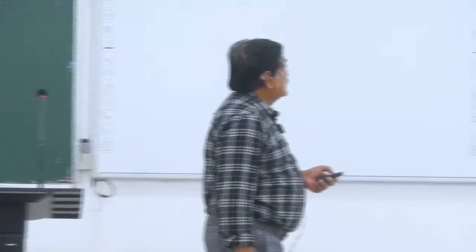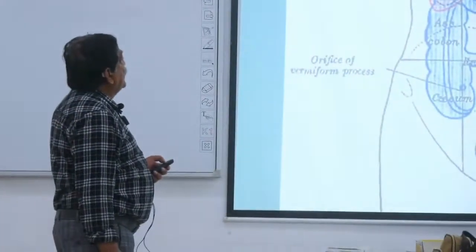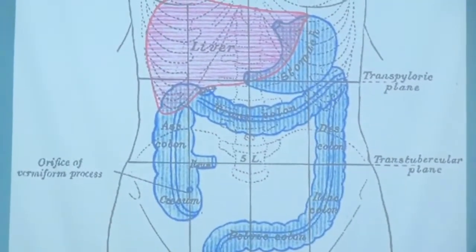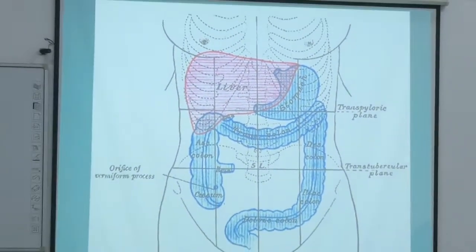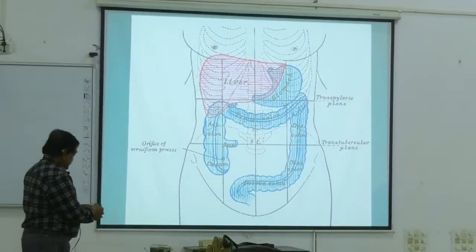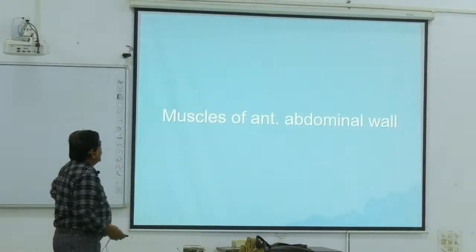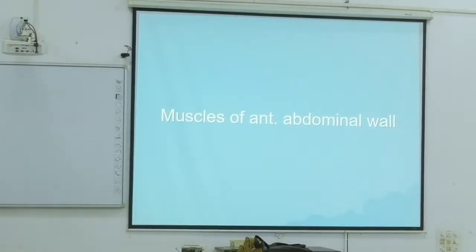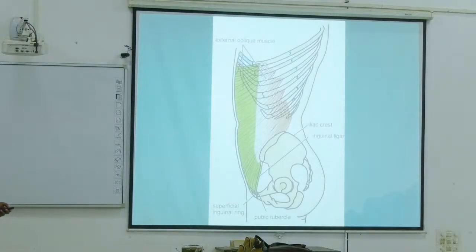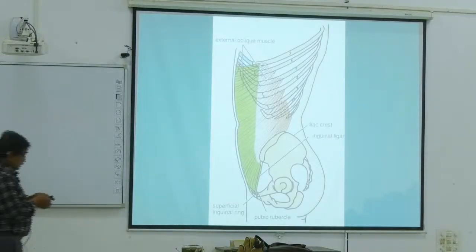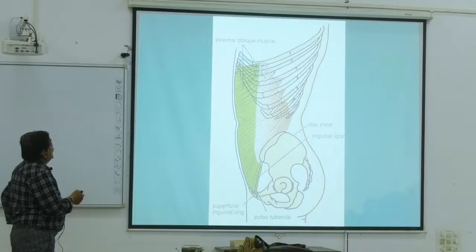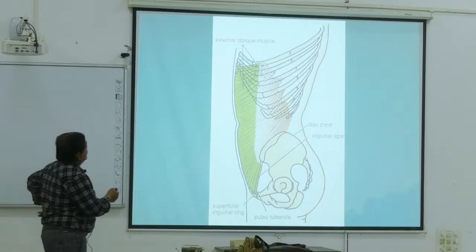Now, with modern thoughts, I'll go and see the organs of the abdomen. Muscles of the anterior abdominal wall. Now the muscles: the rectus abdominis, external oblique, transversus abdominis, internal oblique. Now I just want to show you. Now see the origin of the muscles.